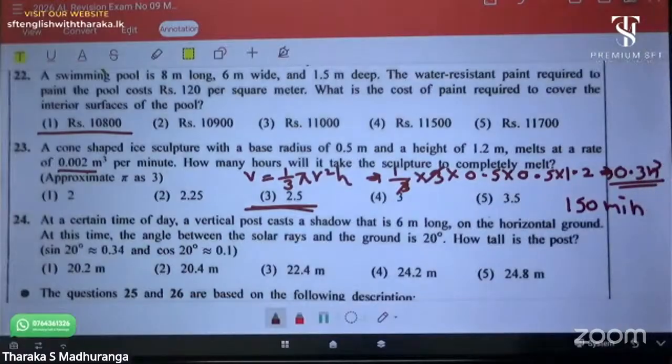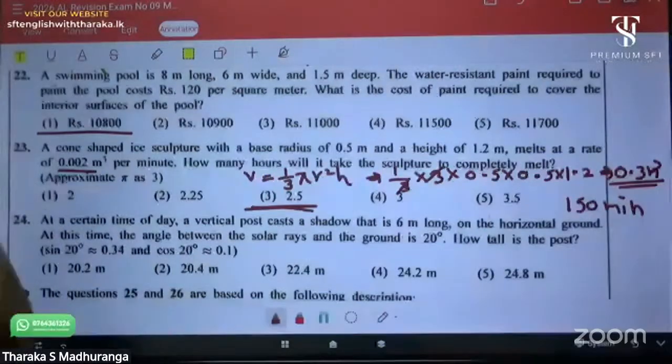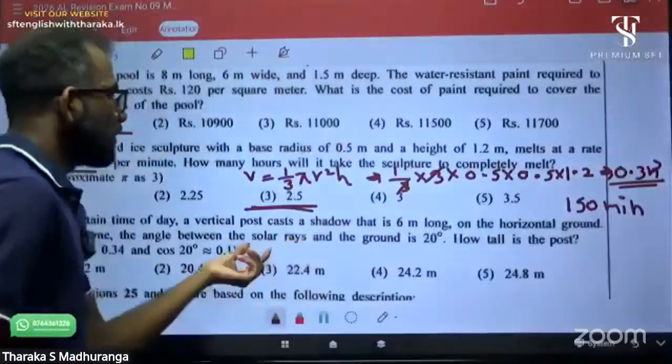Actually, this 2025 paper is very simple. Only 2 to 3 questions are difficult, but more than 45 questions are very simple, you can score.